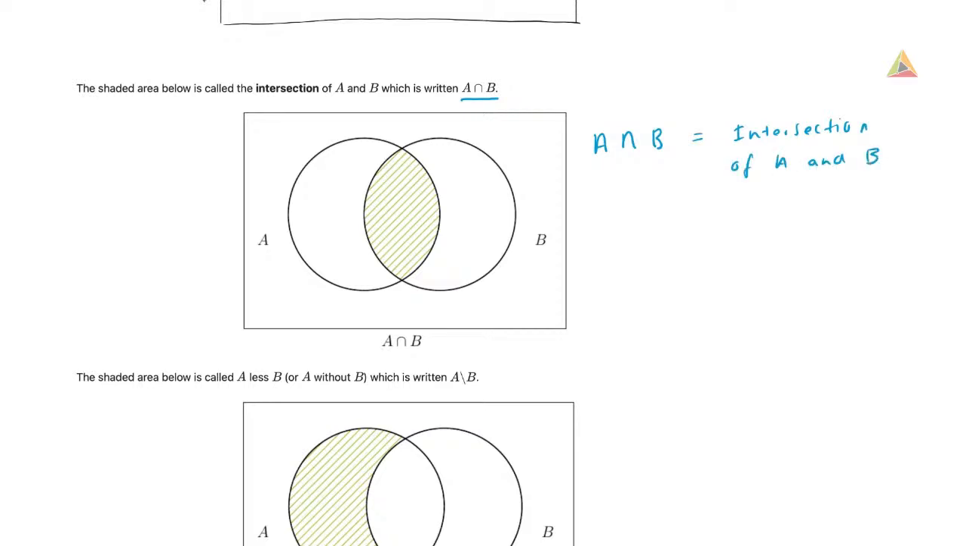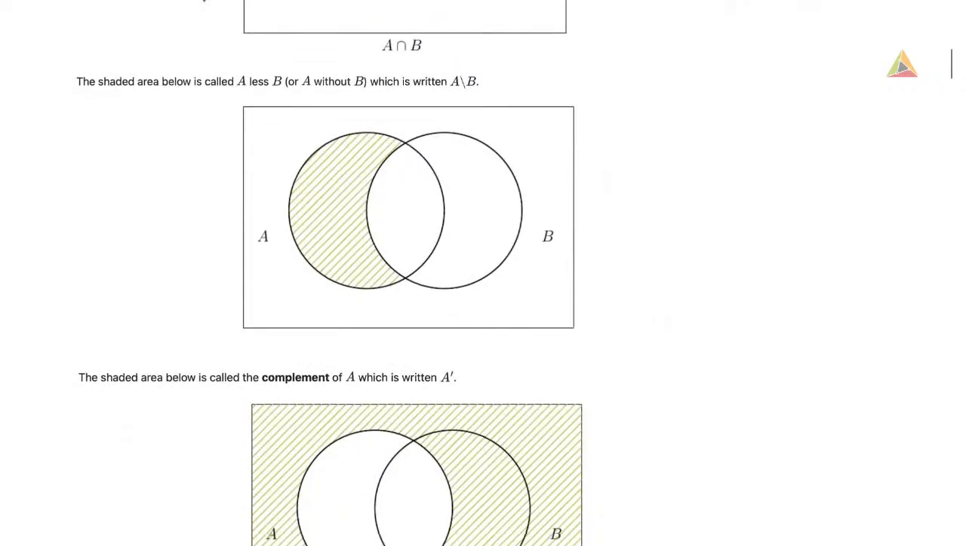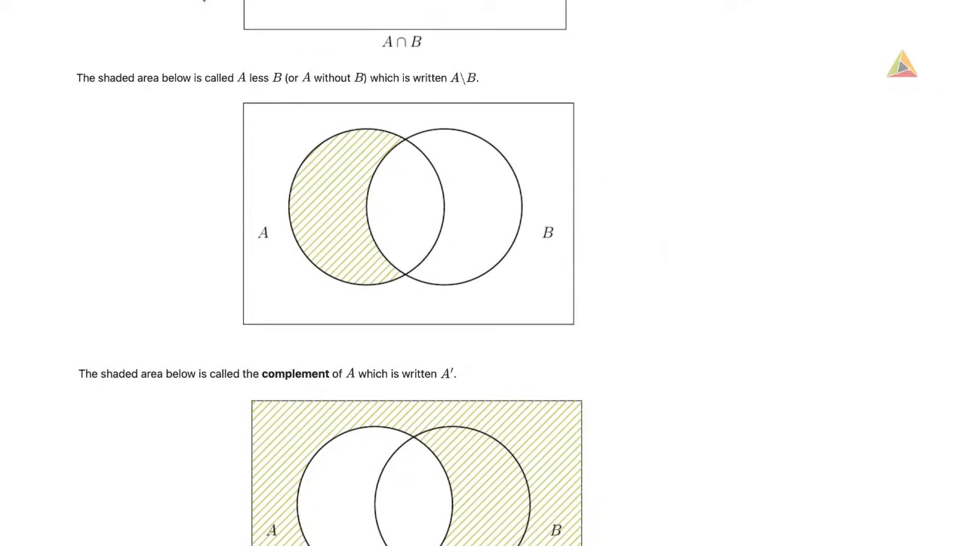Okay, so we look at the next diagram now. This is really important. The shaded area below is called A less B, so A without B. It must be this area here because we know that the bit in the middle is the bit that's common to both A and B. So the bit A on its own is the bit that's shaded there. So A less B is what's shown there.